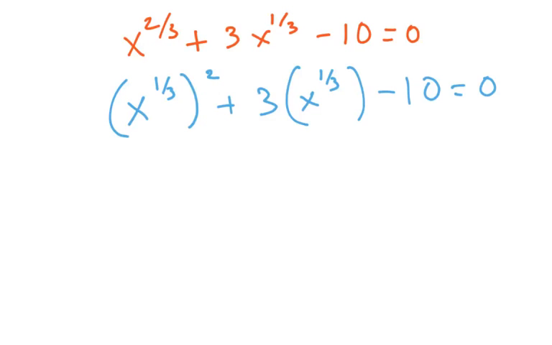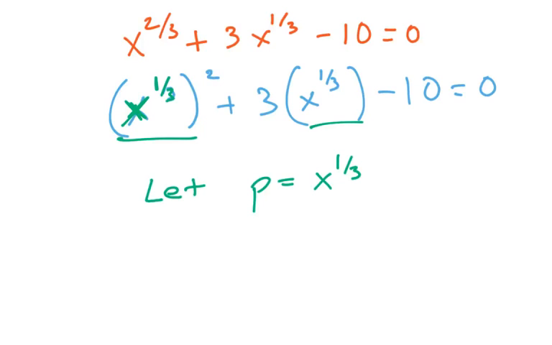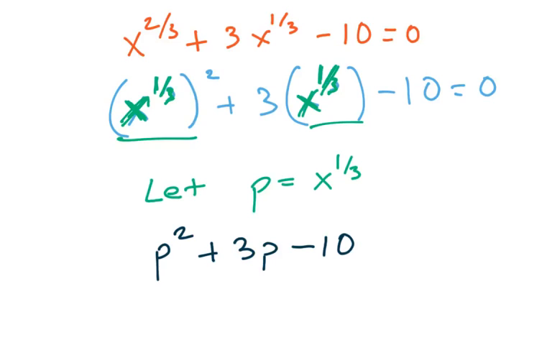Okay, so once I get that, the reason I rewrote x to the 2/3 as x to the 1/3 squared is that I'm going to do some substitution. So I'm going to let p equal x to the 1/3, which is just a fancy way of saying every time I see x to the 1/3, I'm going to replace it with the letter p. So now I'm left with p squared plus 3p minus 10.